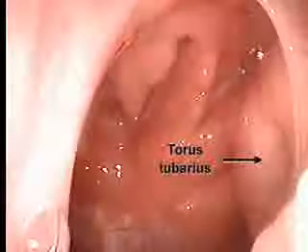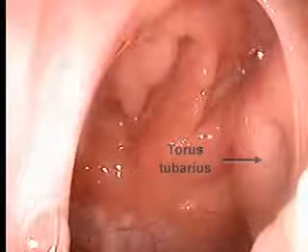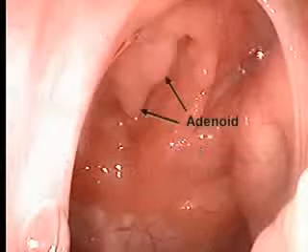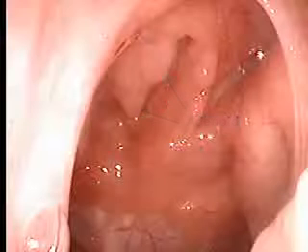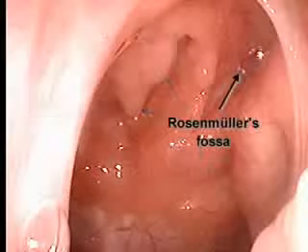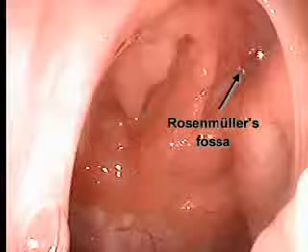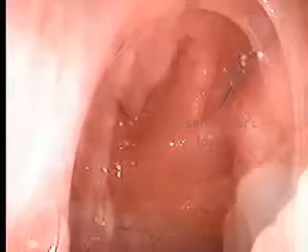Visualize the eustachian tube orifice or the torus tubarius at the entrance laterally to the nasopharynx. Visualize the adenoid or central lymphoid tissue of Waldeyer's ring. Immediately posterior to the eustachian tube is a shallow depression called Rosenmüller's fossa. Because nasopharyngeal carcinoma may arise from these recesses, this part of the exam merits especially careful evaluation.